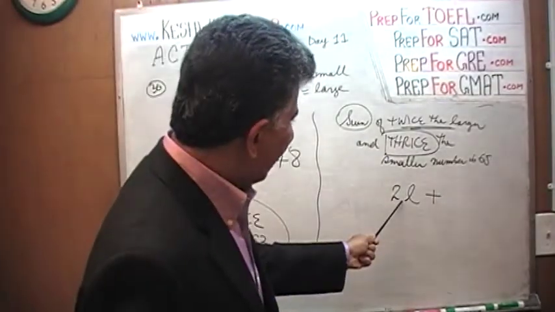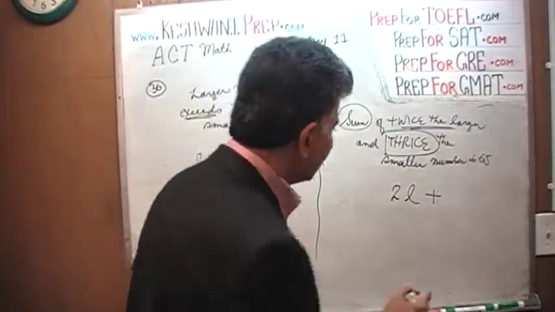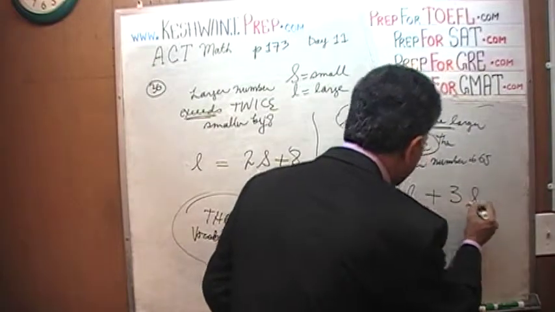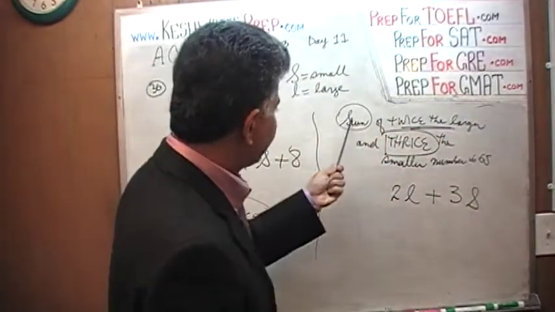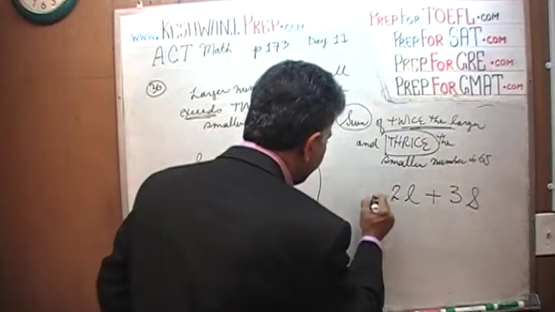Sum of twice the large number and thrice the smaller number. Thrice the smaller number is 3 times the smaller number. That's it. And that sum equals 65.